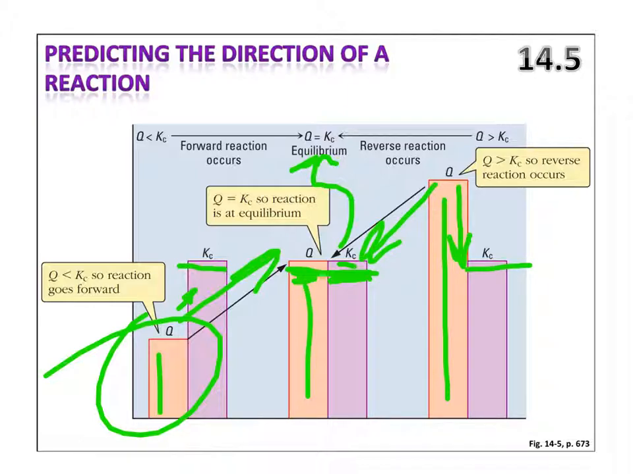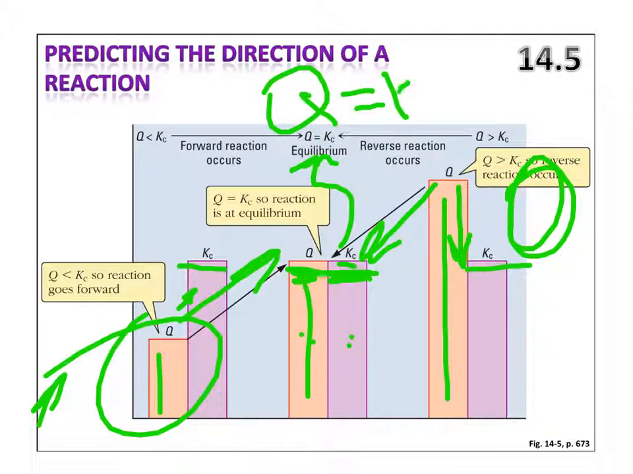Again, over here you have more products, and over here you have more reactants. But we don't want that. We want equal amounts, or we want equal rates. So we can get the Q equal to the Kc.